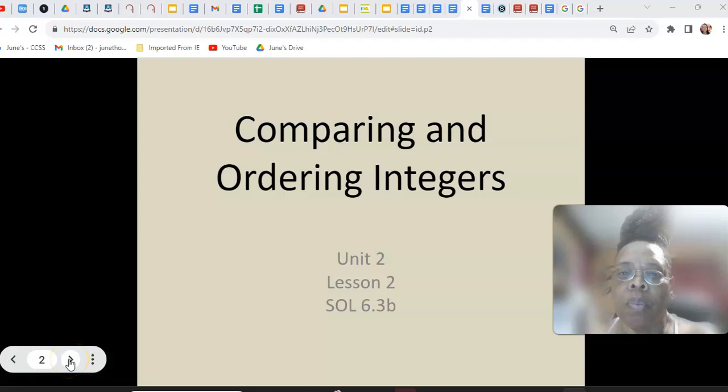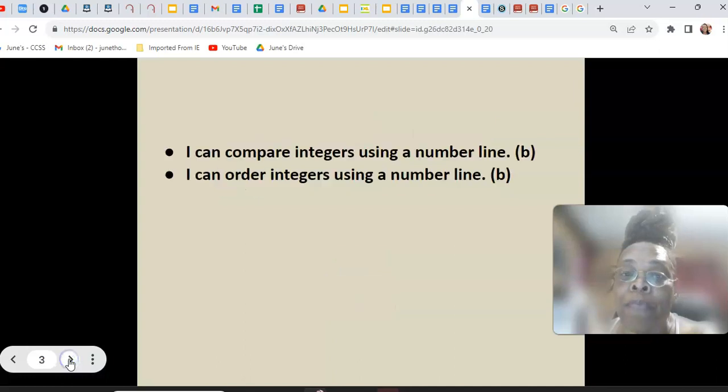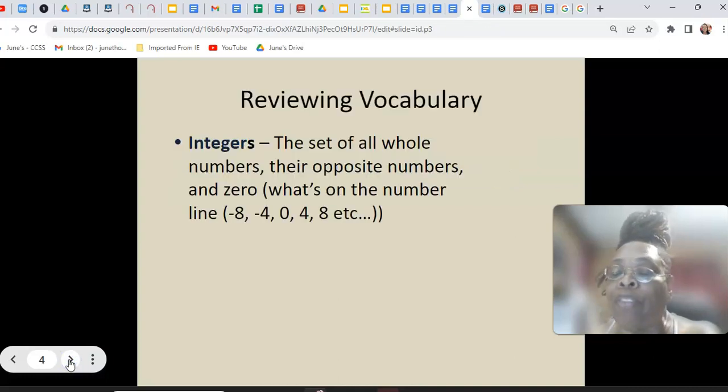Comparing and ordering integers, Unit 2, Lesson 2, SOL 6.3b. In this lesson, you should be able to compare integers using a number line. You should be able to order the integers using the number line.